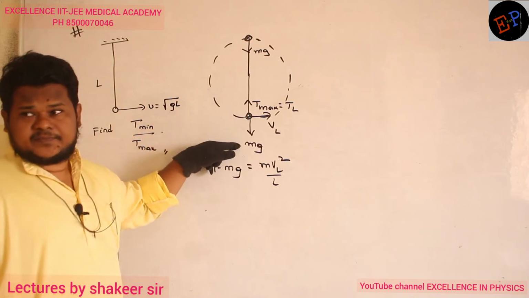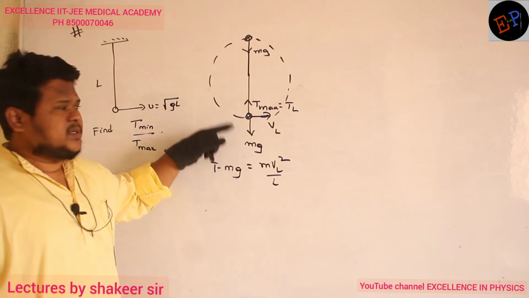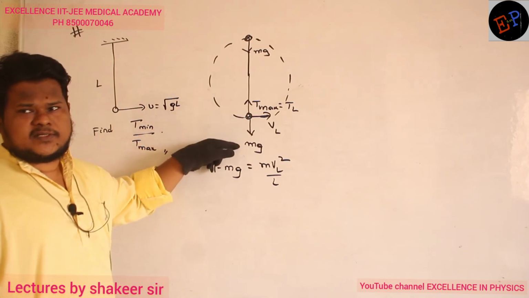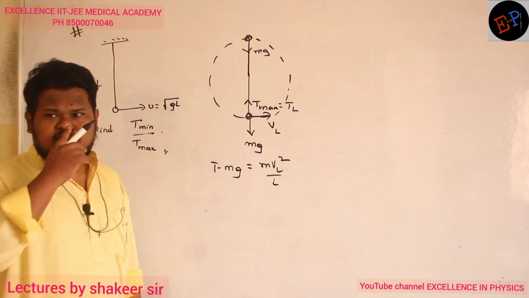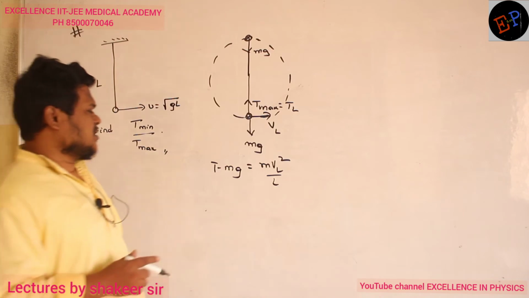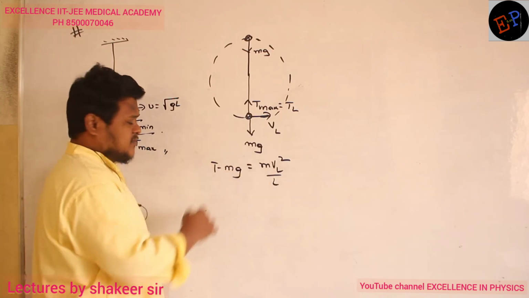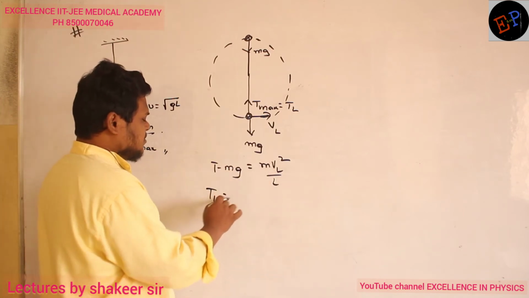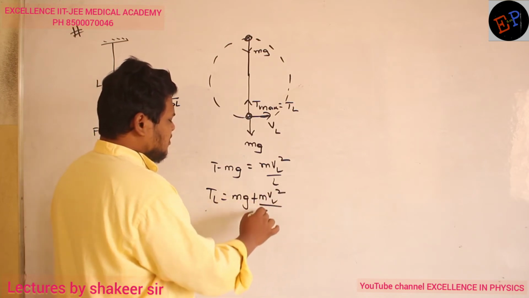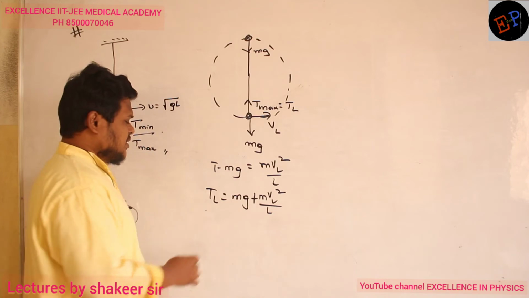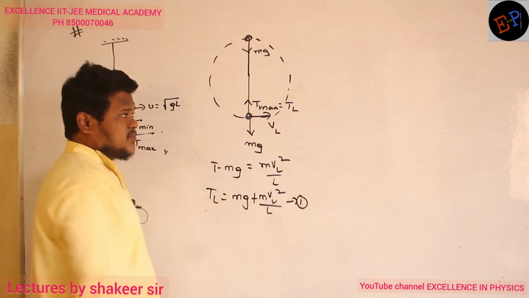T minus mg. Why T minus mg? Because the two forces are acting in opposite directions. Tension is towards the center of the circle. mg is in the direction opposite to the center of the circle. So T minus mg provides centripetal force. Therefore, what is the tension at the lowest point? It is mg plus m VL square divided by L. So this is the equation for tension at the lowest position.